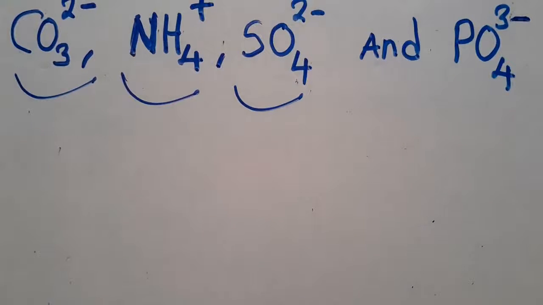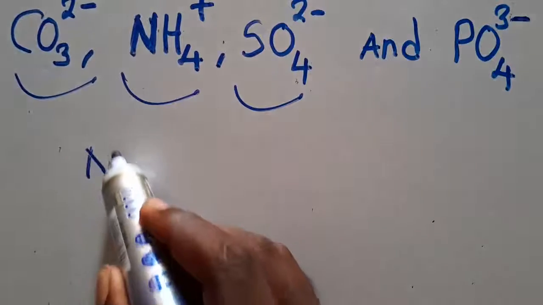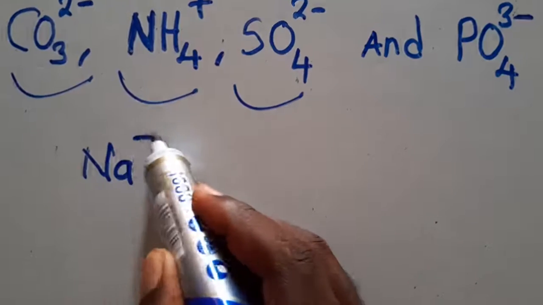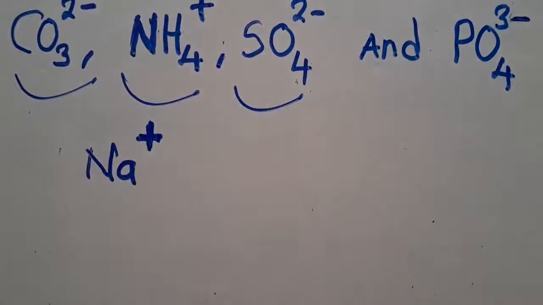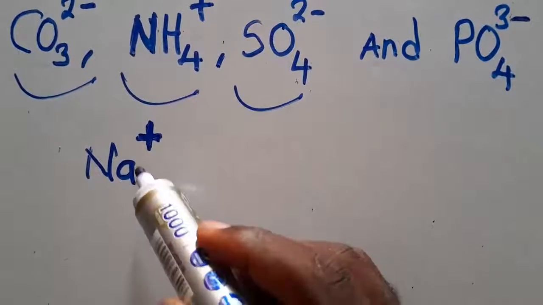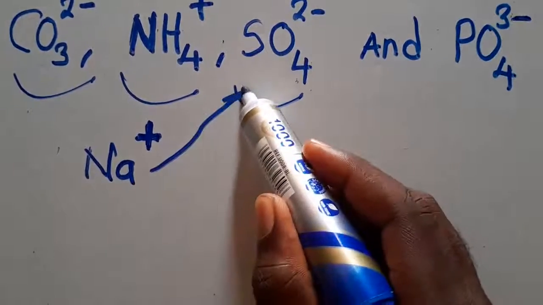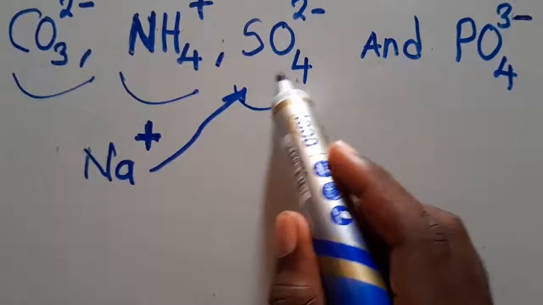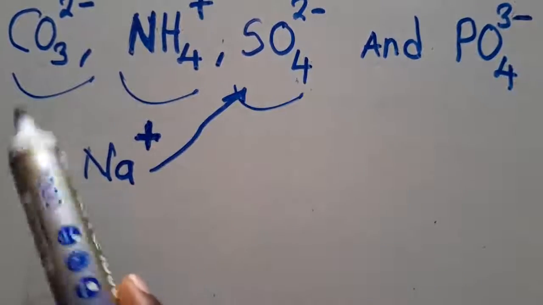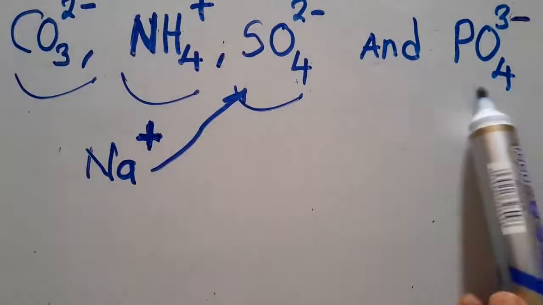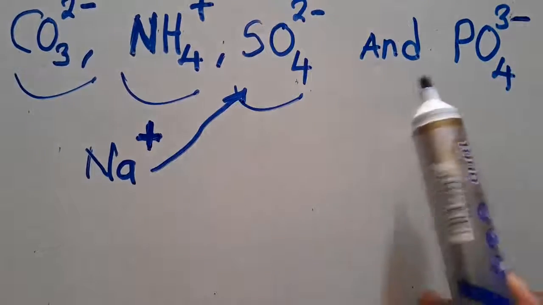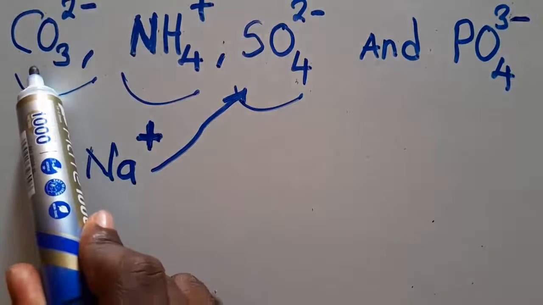So we know that, for example, you have sodium here. Sodium is like this. Sodium is having a charge of what? 1, positive 1. So sodium can react with what? Can react with this one, which is a sulfate. Sodium can also react with a carbonate. Sodium can also react with a phosphate. So when it reacts with, I'm going to start with carbonate.